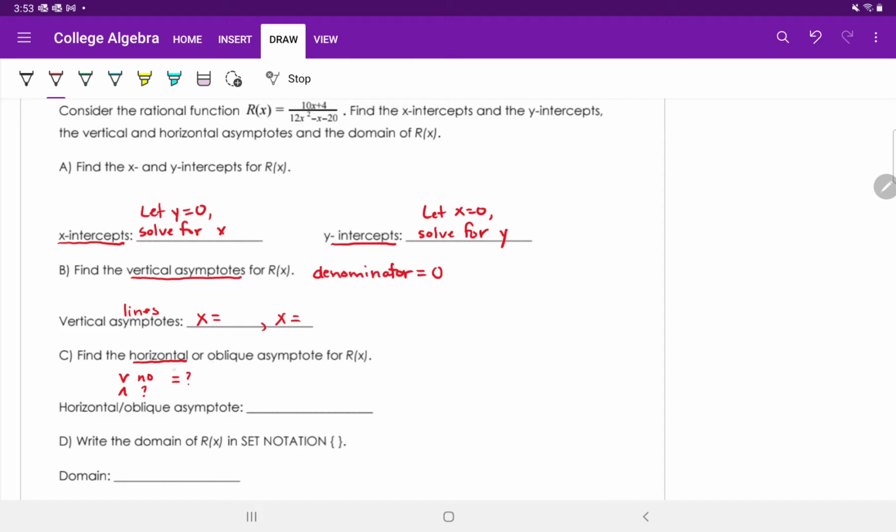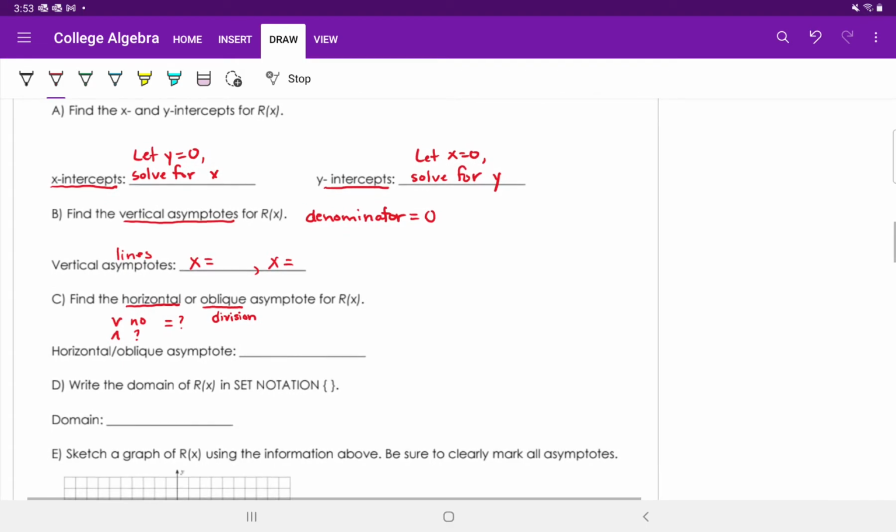If there are no horizontal asymptotes, then we need to look for oblique asymptotes, and that happens when your top exponent is 1 bigger than your bottom exponent. And in order to figure out what our oblique asymptote is, we actually have to do polynomial long division, or you could do synthetic division. But either way, we're going to have to divide. And your remainder is ignored, and you just take the answer once you divide.